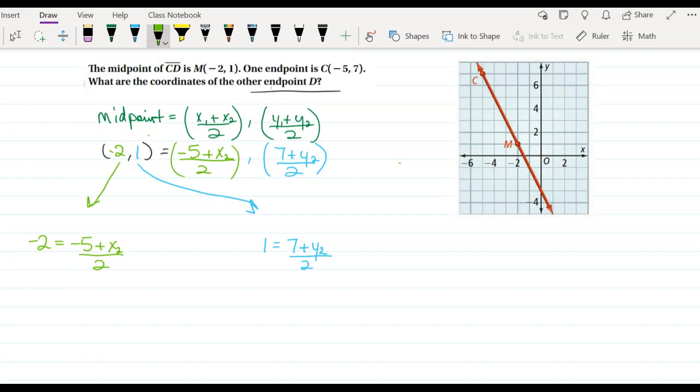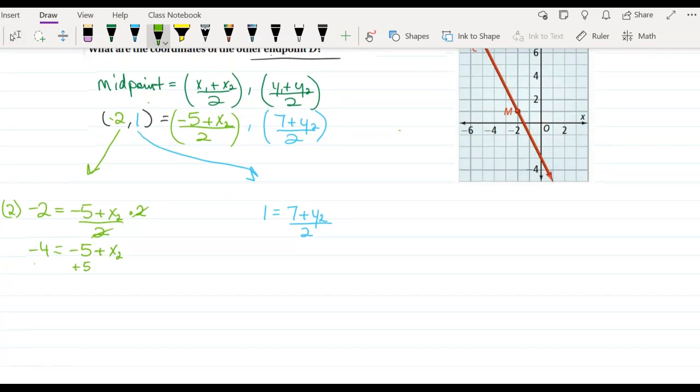So now I'm going to go through and solve. I need to get rid of the 2 in the denominator, so I'm going to multiply both sides by 2. Because remember, whatever I do to one side, I have to do to the other. So I have negative 4, these cancel out, is equal to negative 5 plus x sub 2. I'm going to add 5 to both sides. So 1 is equal to x sub 2. So I have my x value.